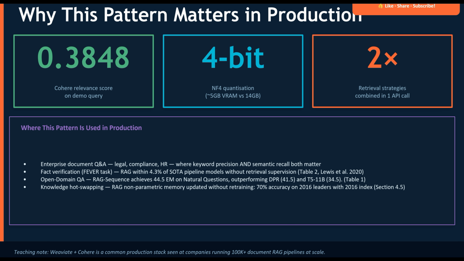Let me anchor this with some concrete numbers and real world context. We saw a top relevance score of 0.3848 in our live demo on the RAG paper. That score tells us the Cohere Rerank cross encoder found two documents equally relevant, both 0.348, and one much less.